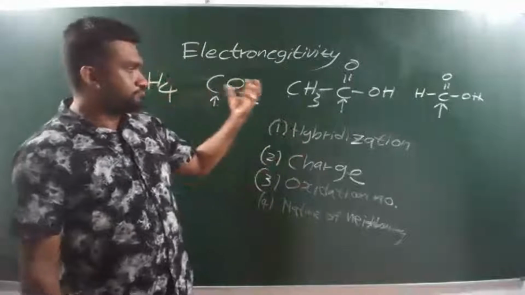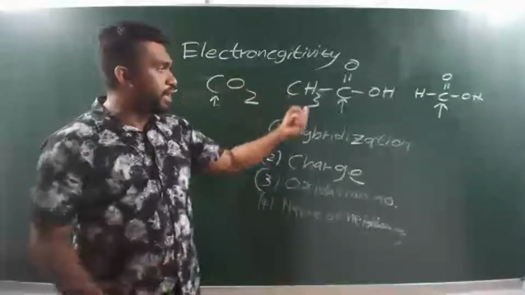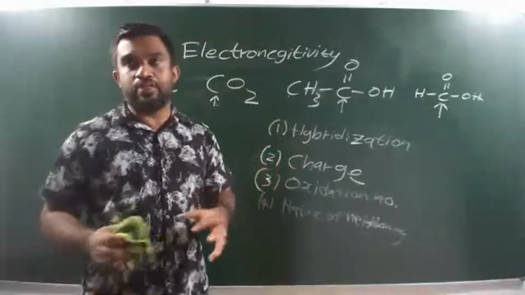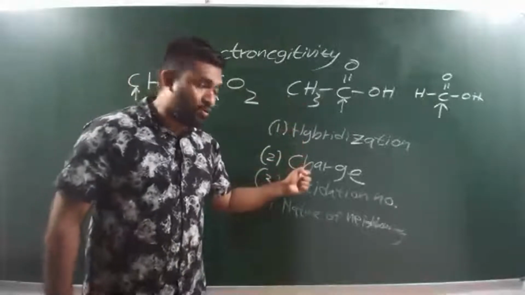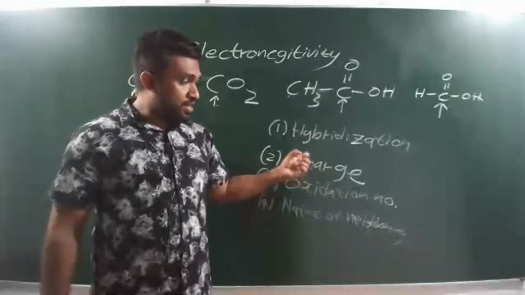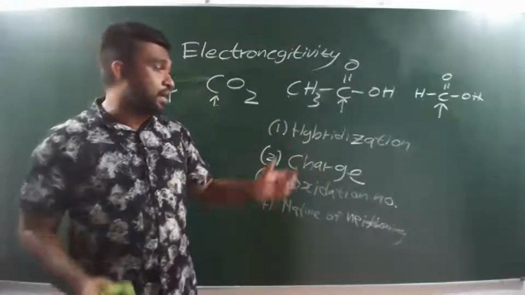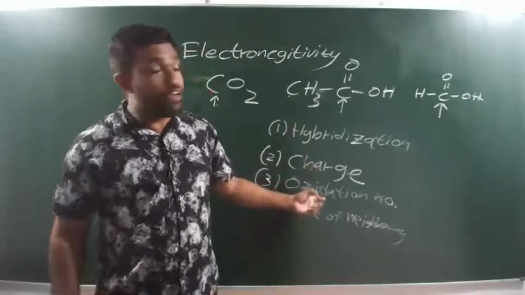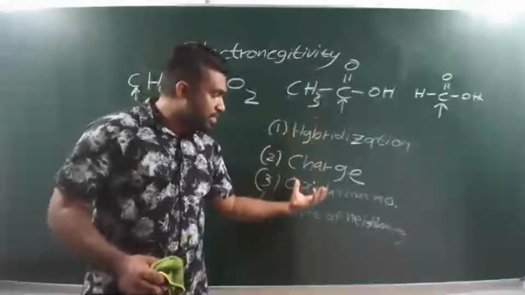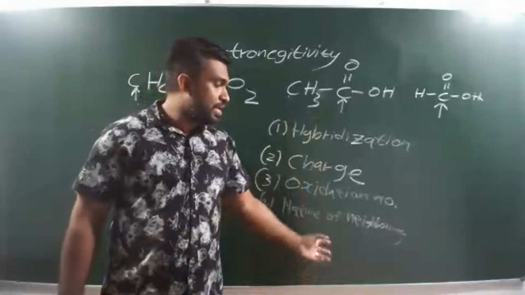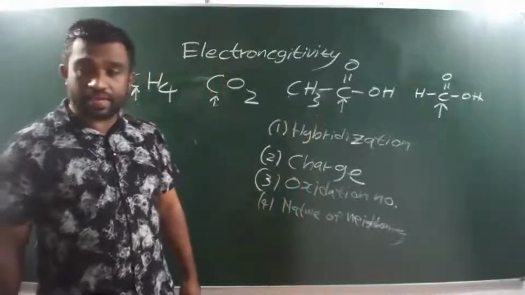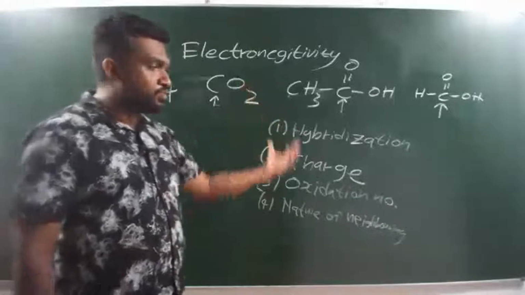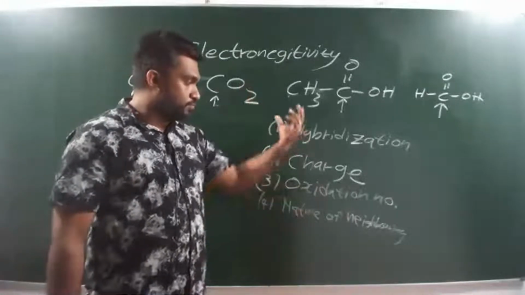So we have to separate these by hybridization. If we cannot separate a certain two molecules by hybridization, then you have to go for the charge. Then if you cannot separate them by both hybridization and charge, then you have to go for the oxidation number. If you cannot separate them by each of these, you have to go to the nature of neighboring atoms. Okay, now see how electronegativity is defined by using these four factors.